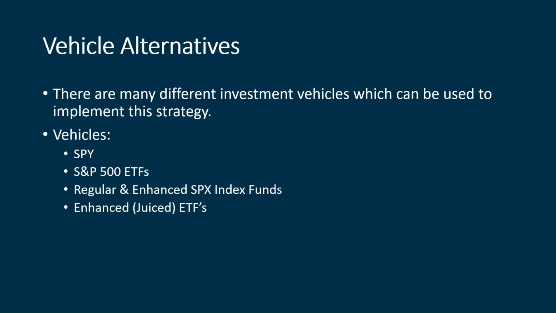There are also enhanced or juiced ETFs. There are ETFs out there that go on a one-to-one basis, like the SPY. Well, there's also an ETF that goes 2 times, just like the mutual fund I described. There's also a 3 times ETF. So if the S&P goes up 1%, that ETF goes up 3%. Really, really cool when you're right. Really, really frustrating when you're wrong.